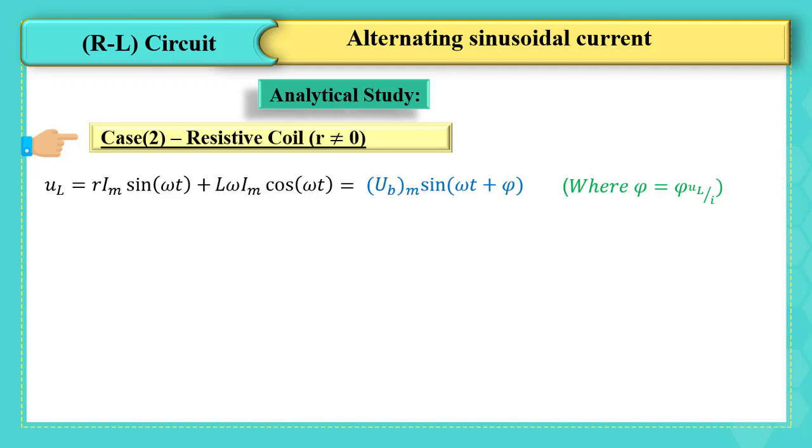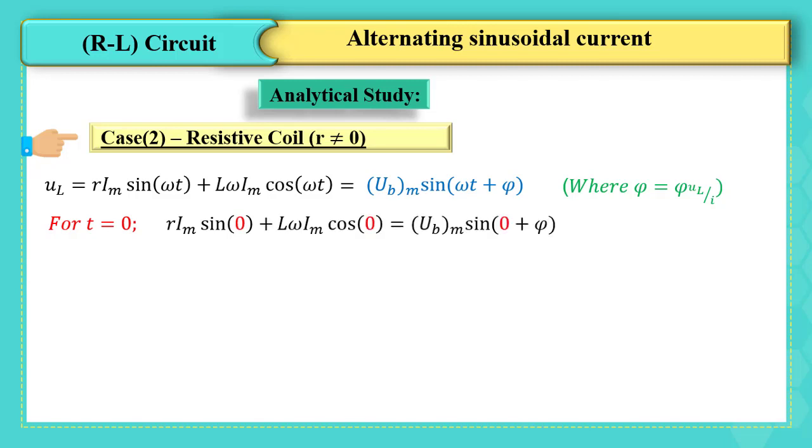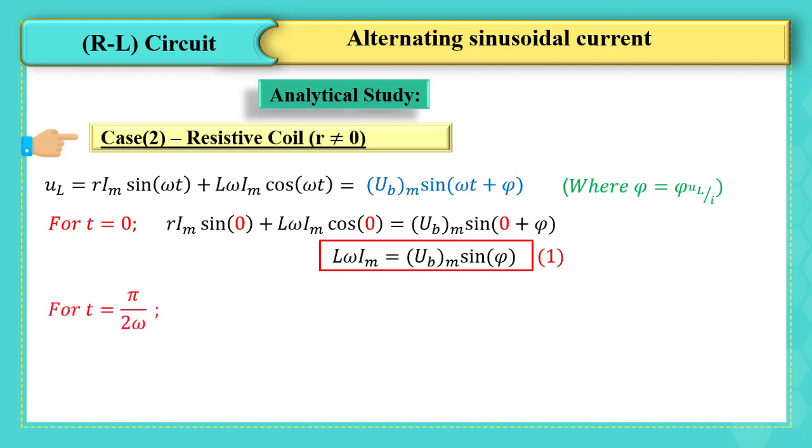The first particular case is for t equal to 0. Then the expression of the voltage becomes equal to R Im sine 0 plus L omega Im cosine 0, which is equal to Um sine 0 plus phi. That means the equation becomes L omega Im equal Um sine phi, which represents equation 1.